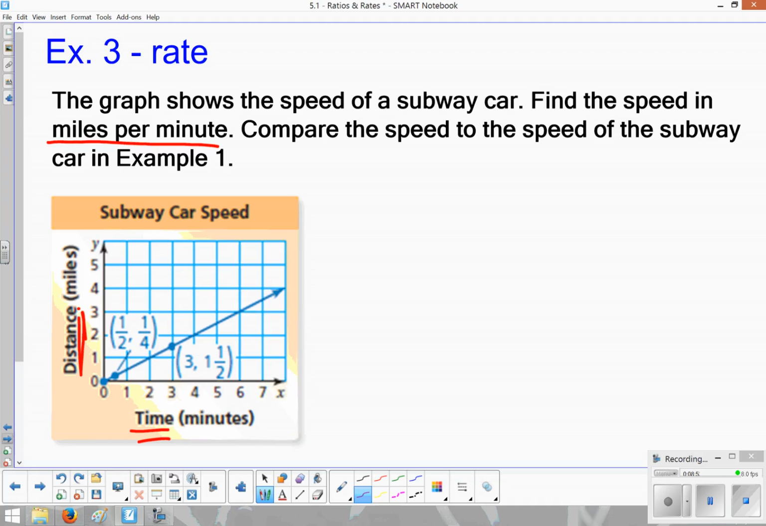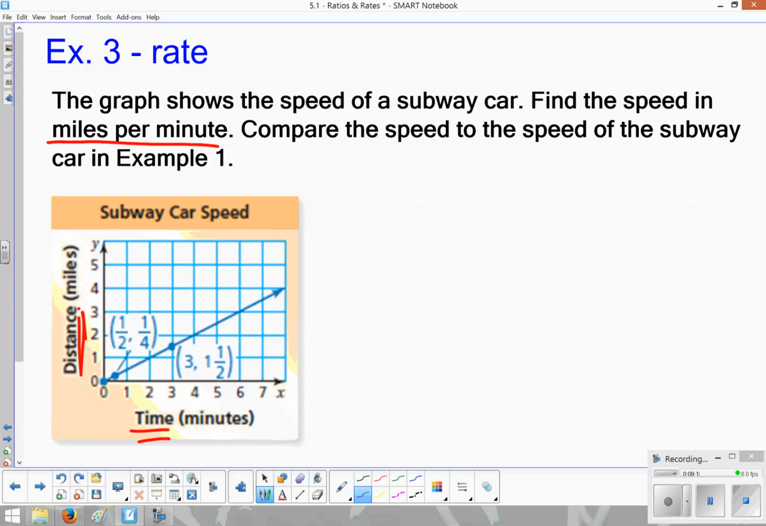All right. In example 3, we have a graph, and the graph here shows the speed of a subway car, how fast the subway is going. So we want to find the speed in miles per minute. It looks like we don't know how fast it goes in 1 minute, but we do know other information. So we're going to go ahead and find that, and then we're going to compare the speed in example 3 to example 1.